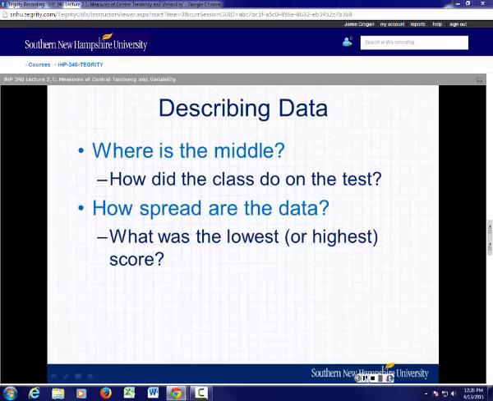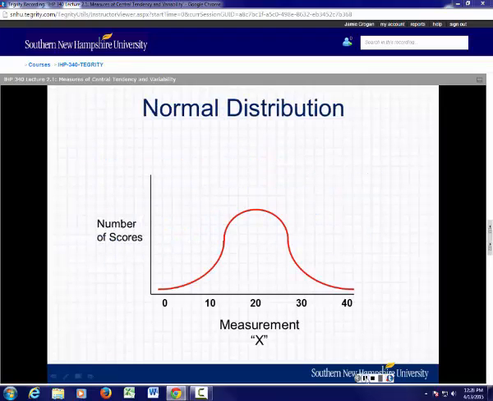Every research study you read should report a measure of central tendency and a measure of variability for the group of people being studied. Before we talk about these measures of central tendency, we need to talk about the normal curve. This is a concept that is at the root of all of statistics.